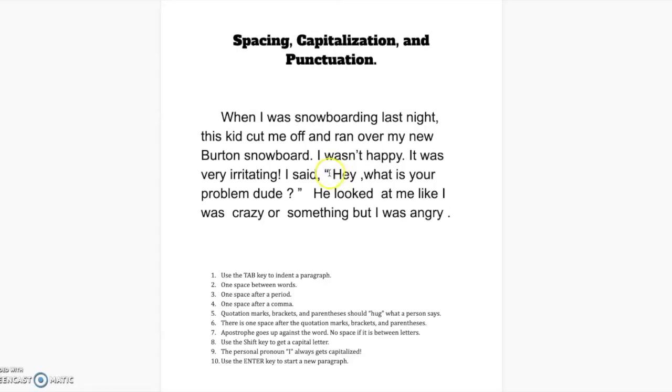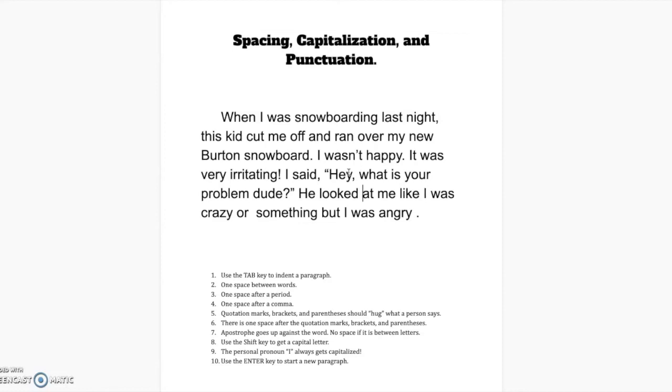Now, for parentheses, quotation marks, brackets, they should do what we call hug. They should go right up against what is being said or what is contained inside. So these quotation marks should go right up against. And then there should be 1 space only after the quotation mark. Now, because this is a question mark, it should go right up against the word dude, and the comma should go up against hey, and then there should be a space after the comma.